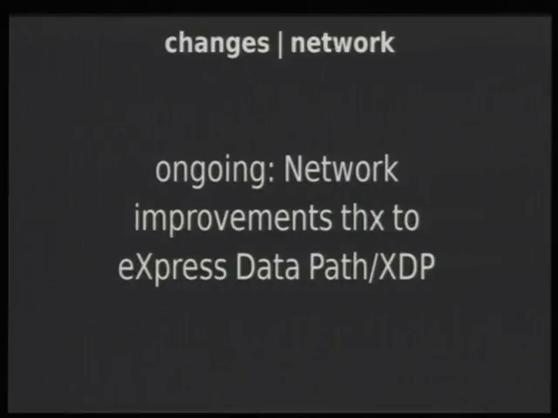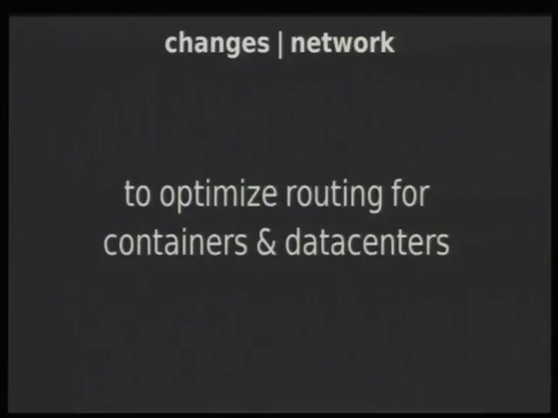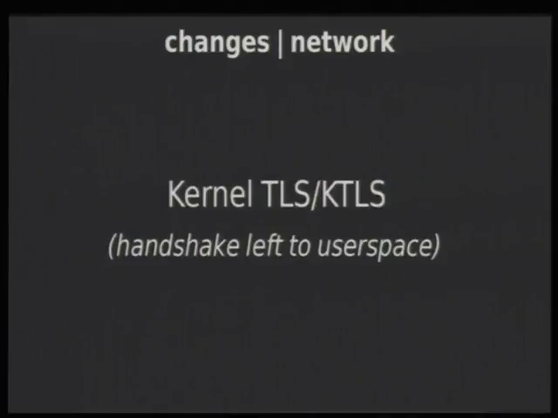What else? There's a lot of things in the networking area happening. Also thanks to BPF, that's used in the Express Data Path, or XDP for short. That's mostly to optimize routing in containers or big data centers, for example, also for OpenStack. Facebook uses it a lot. That's one of the things that happened in the kernel recently.